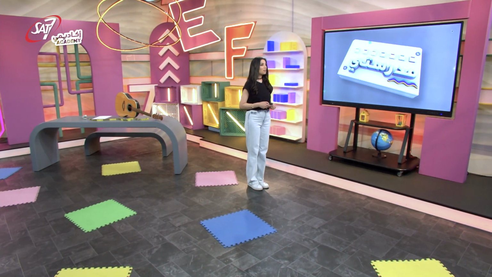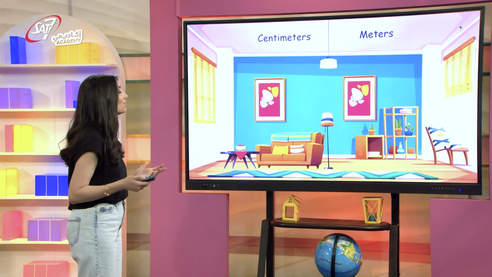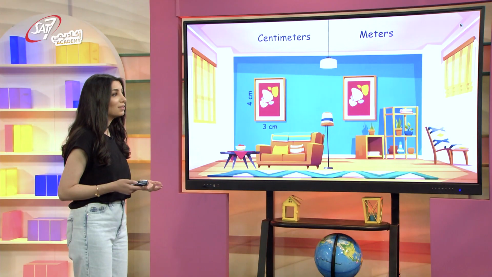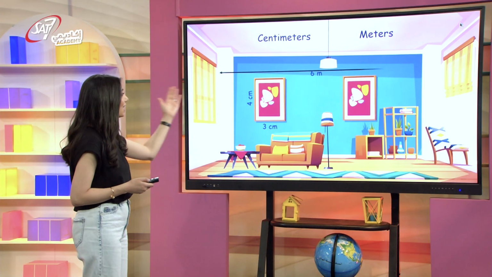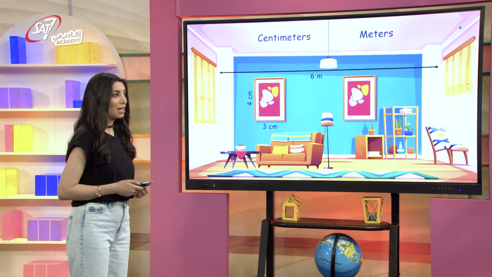To measure the length of objects, we may use different measuring units based on how long the object is. We use centimeters for shorter objects and meters for longer objects or distances. For instance, I can use centimeters to measure the length of the painting on the wall and meters to measure the length of my living room. Let's look at more examples together.